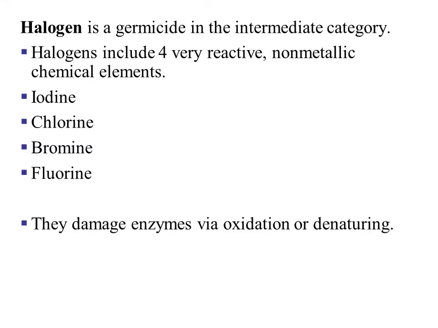The next category is halogens. These are germicides that will be placed into the intermediate category. Halogens include four very reactive, non-metallic chemical elements: iodine, chlorine, bromine, and fluorine, all of which can damage enzymes via oxidation or denaturing.